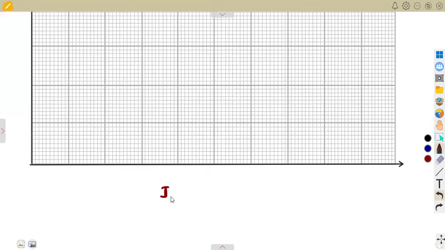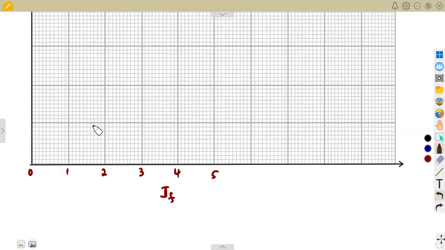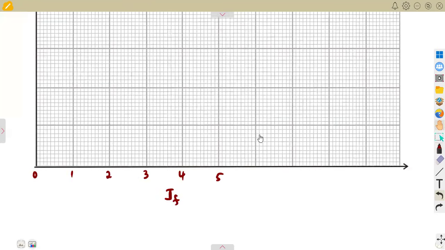So on the field current, we're going to have 1. If you saw the bigger value there, it was a 3, something, 3.4. So you're just going to mark 1 up to 4. 1, 2, 3, 4. All right, something like this. Let's check what we have on the voltage. So the voltage is 50, 150, and so on. So we can even use the scale of 2 centimeters, or those 10 boxes, to represent 50. After every 10 boxes, we have a 50.